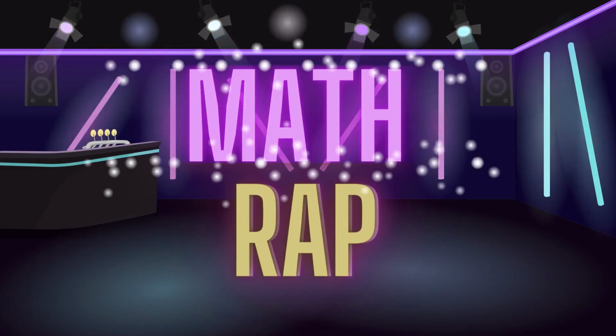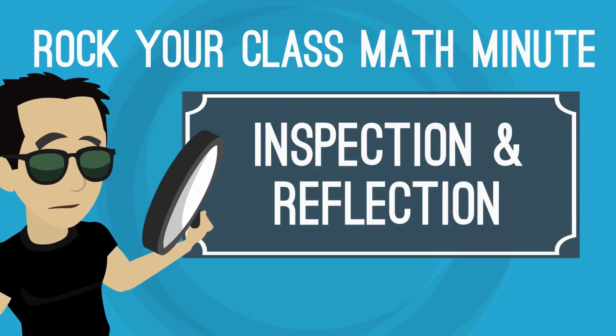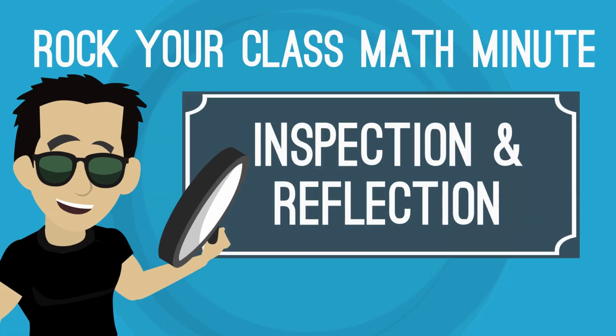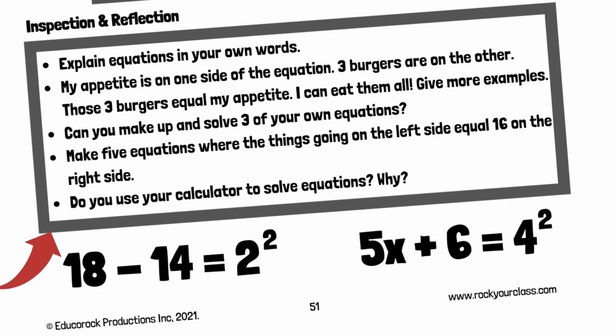Explain equations in your own words. My appetite is on one side of the equation. 3 burgers are on the other. Those 3 burgers equal my appetite. I can eat them all.